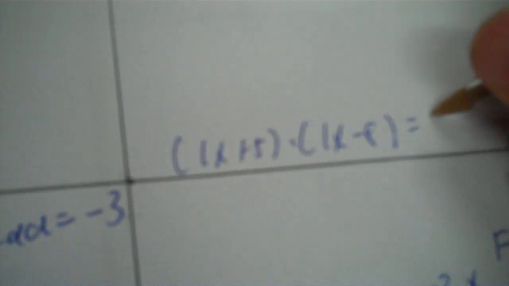But really those don't divide at all. Only 1 would be the only integer they could divide by. So that'll stay 1x plus 5 and 1x minus 8. So 1x plus 5 times 1x minus 8 equals 0. So we have F1 and F2. So 1x plus 5 could equal 0. 1x minus 8 could equal 0.